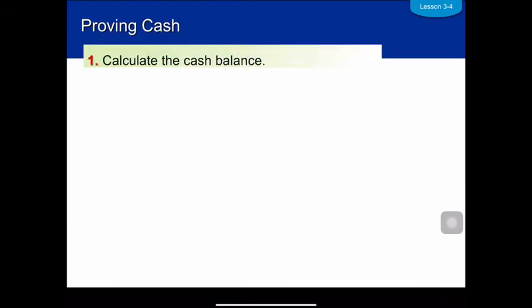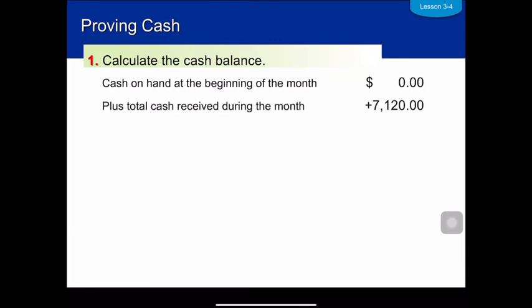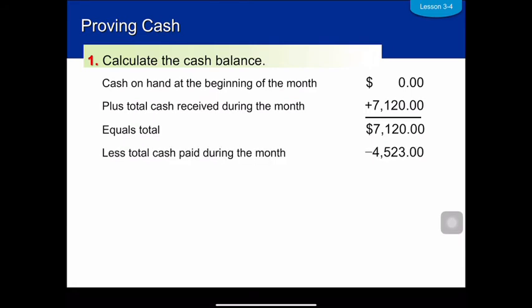So to prove cash, you're going to calculate the cash balance. You take the cash on hand at the beginning of the month. Since this is a new business, it has a zero balance. You're going to add the cash received during the month. The cash received during the month will be found in the cash debit column of your journal. You will add those two together and they equal your total. Then you're going to subtract the cash paid out during the month. Cash paid out during the month, the total would be in your cash credit column. Draw a line and you'll equal the balance at the end of the month.